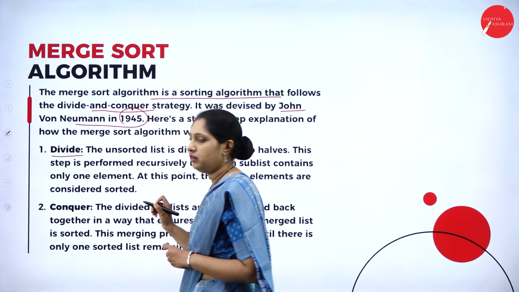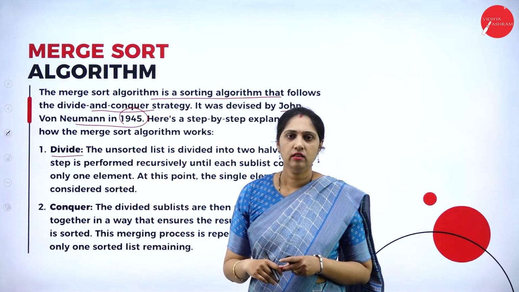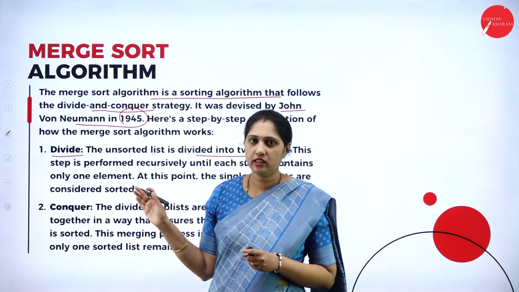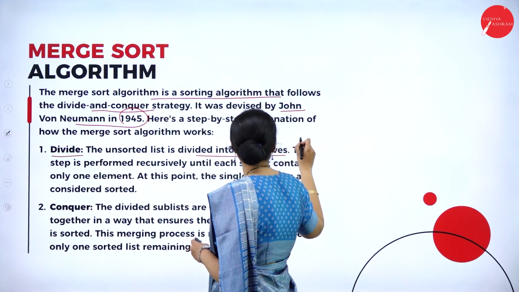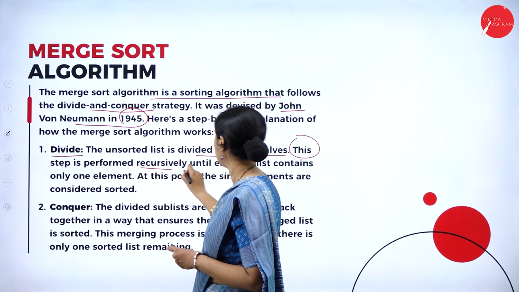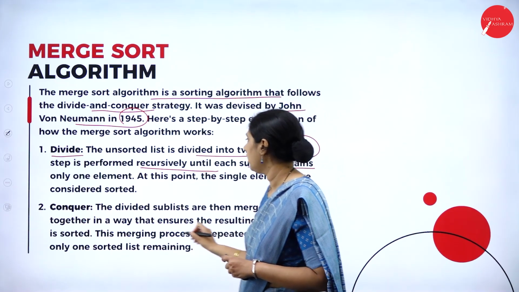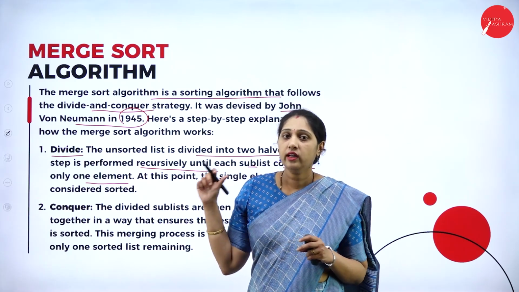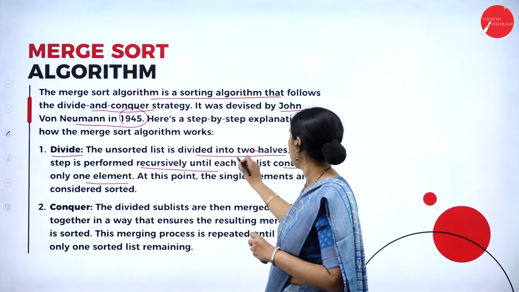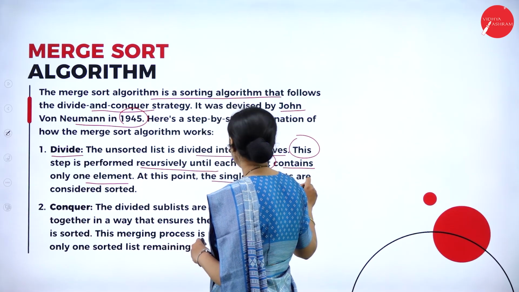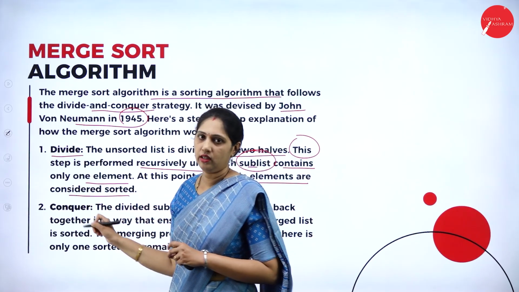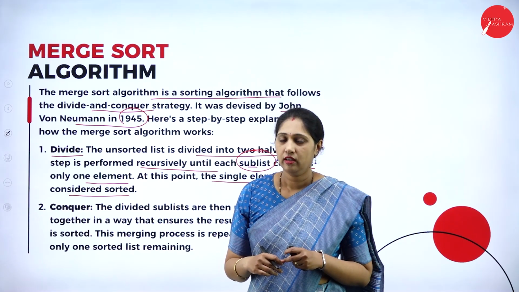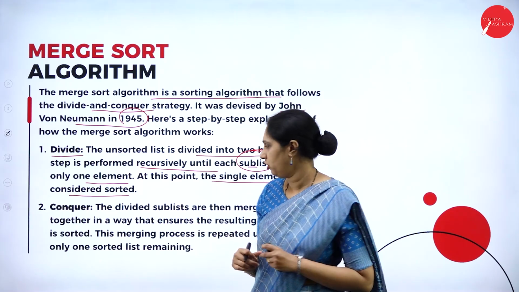So how does the procedure start? First we divide. What list have we been given, unsorted or sorted? We'll assume we are given an unsorted list. So we divide it into two parts. This step is performed recursively until each sublist contains one element. Until how much do we have to divide? Until we get only one element. That is called a sublist. At this point, the single element is considered sorted. Anyhow, we divide down to the last single element. That single element is sorted. But still we have to combine to get the sorted list.